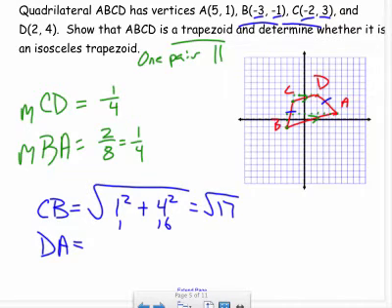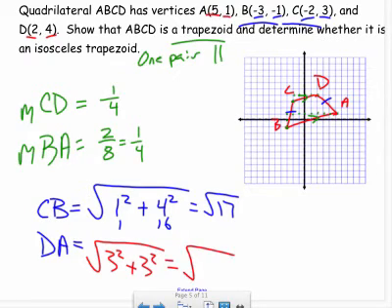Then I do the same thing for DA. So the distance between your x's: the distance between 2 and 5 is 3. So I got the square root of 3 squared, plus the distance between your y's, 4 and 1, which is also 3, so 3 squared. And that gives me the square root of 9 plus 9, which is 18. So they're not quite the same, are they? Boy, they look pretty close, don't they?